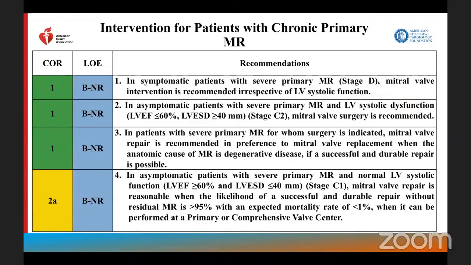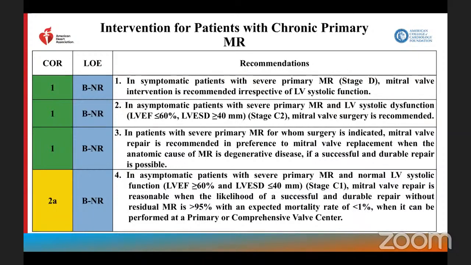In asymptomatic patients with severe primary MR and LV systolic dysfunction with ejection fraction equal to or less than 60% and end systolic dimension equal to or more than 40, stage C2, mitral valve surgery is recommended as a class 1 level B recommendation. In patients with severe primary MR for whom surgery is indicated, mitral valve repair is recommended in preference to mitral valve replacement when the anatomic cause of MR is degenerative disease and if a successful and durable repair is possible, as a class 1 level B recommendation.